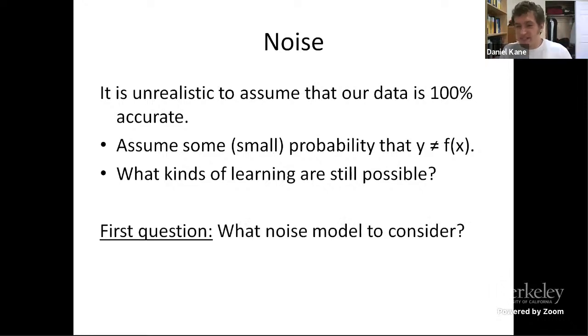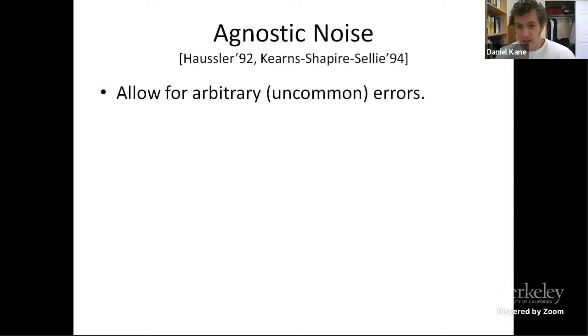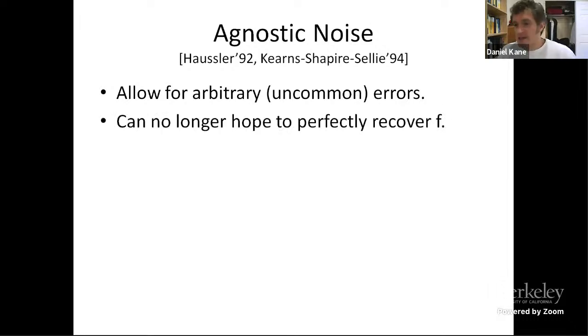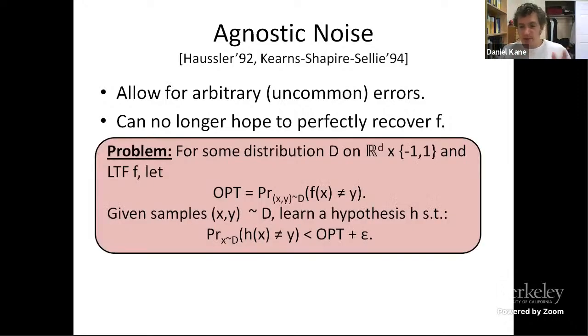Before we get into any details of this, we first need to ask the question, what noise model should we be considering here? There are a few to look at. Maybe the most natural is that of agnostic noise, where you allow for basically arbitrary but uncommon errors. Now, you need to be a little bit careful about how you define this question, because you can no longer hope to perfectly recover the function f, because an adversary adding errors could just add errors so that instead of seeing y equal to f(x), you see y equal to f'(x), where f' is some nearby threshold.